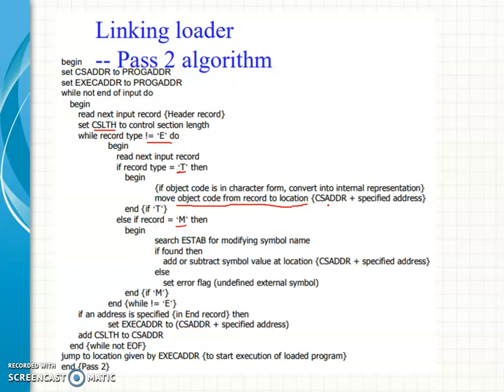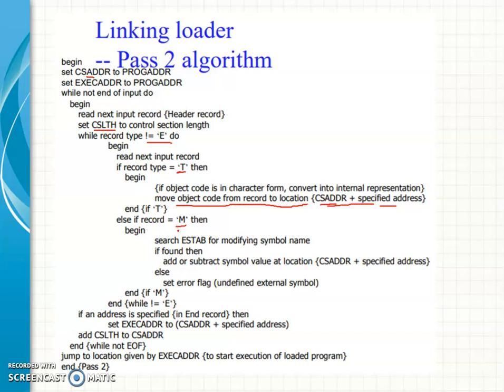Where is it being moved? To the address CSADDR plus the specified address. The specified address is from the object code: you will get a text record address, and that address plus the current CSADDR that is assigned here. It will perform the operation and the corresponding text record or object code will be loaded to the said location. This is the case with the text record.